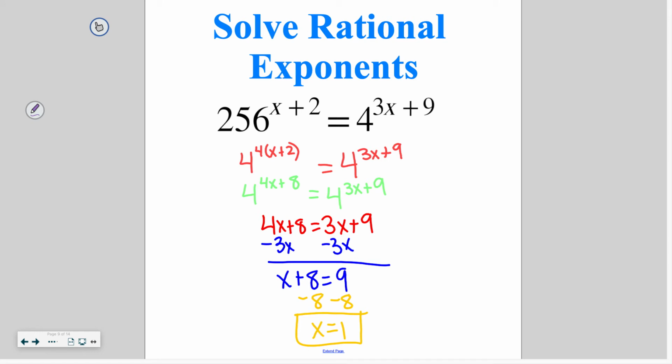We needed to figure out what power it was. 4 was the smaller one, so we ended up with 4 to the 4th power. We had that distributive property on the exponent, giving us 4x plus 8. Now that our bases are the same, we can set the exponents equal to each other, and we solve to find out that x is equal to 1.